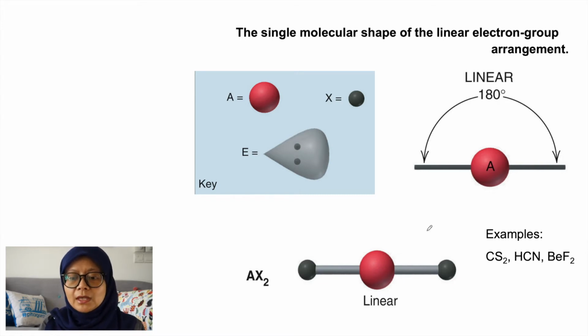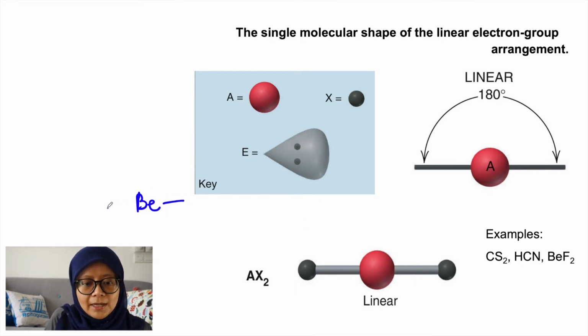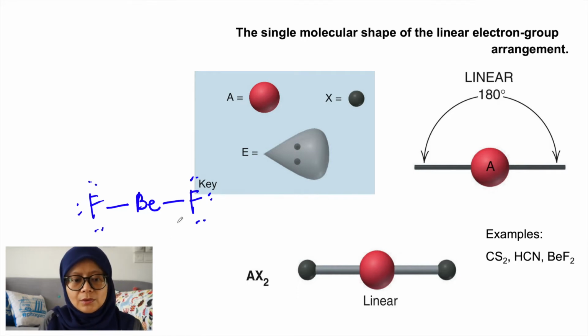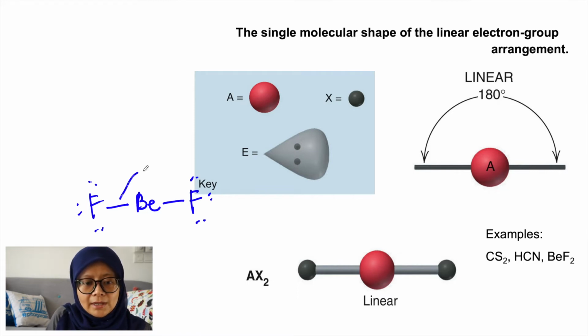So here is one example of the linear geometry. For example, let's say we have beryllium difluoride, or beryllium fluoride. The beryllium will be the central atom because it is the least electronegative, and then it is surrounded by the 2 fluorine atoms, with lone pairs surrounding the fluorine. So here, the angle between fluorine, beryllium and fluorine must be 180 degrees.